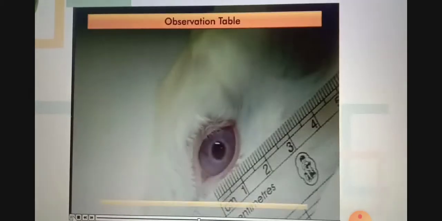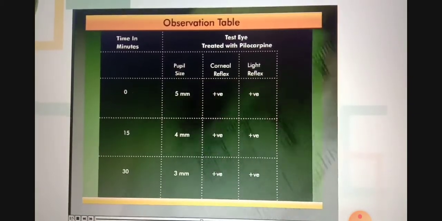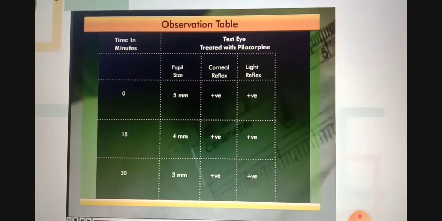Instill 2 to 3 drops of pilocarpine solution in the test eye of the rabbit. Apply slight pressure with finger on the medial canthus to avoid nasolacrimal drainage of the drug. Measure the pupil size in both the eyes at an interval of 15 minutes up to 1 hour.